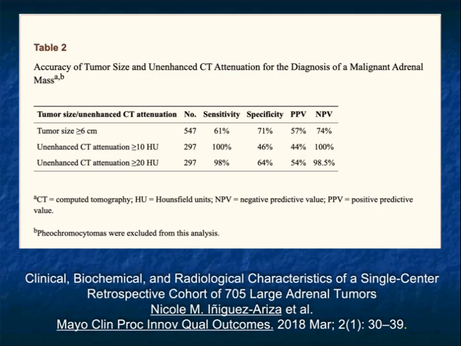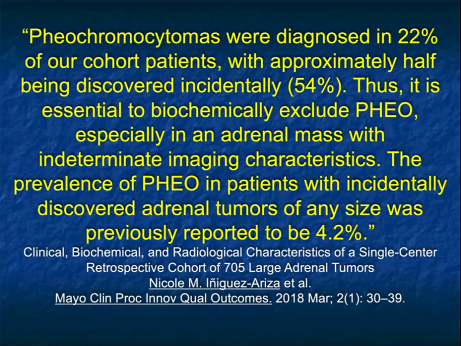And here's just some of the comments they made about things they looked at: tumor size over 6 cm, unenhanced CT attenuation greater than 10 or greater than 20. So you can see some of the key factors from their analysis, and of course in this analysis they left out pheochromocytomas. So that indeed becomes important. Now, in this article, 22% of patients had pheochromocytomas, but as we've spoken about previously, about half of them were incidental findings. So we always used to think about pheos, patients with hypertension, but that's not the case. It's often patients who have incidental findings, and that indeed is very, very important.